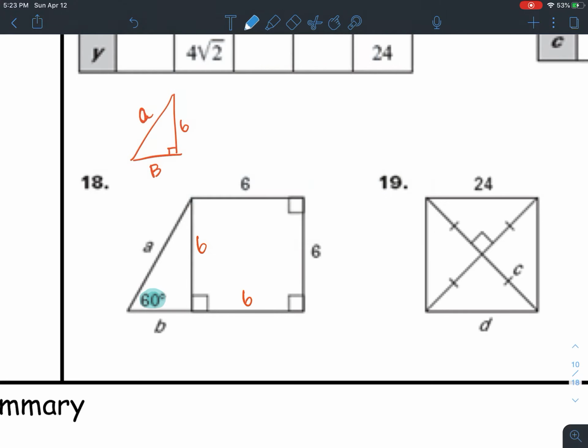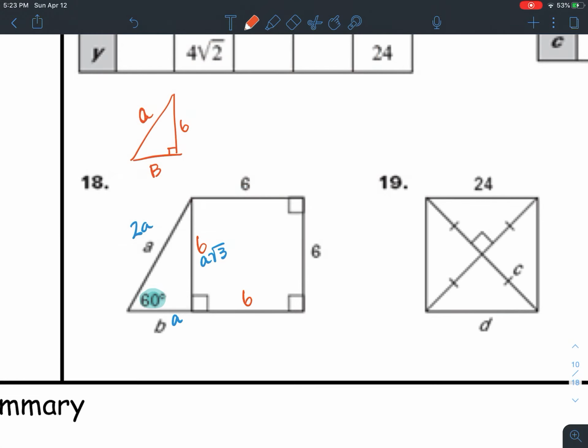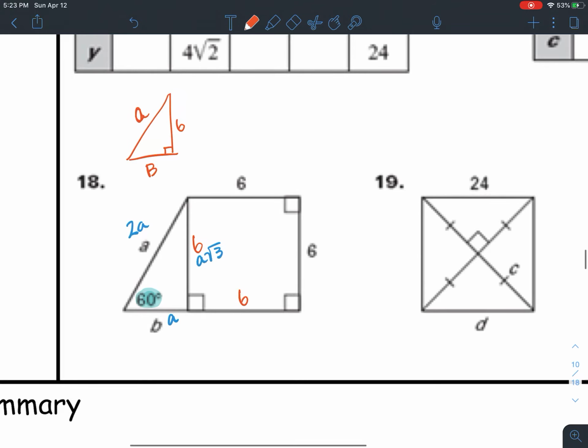So I'm going to change my colors here. My short leg is A, my long leg is A square root 3, and my hypotenuse is 2A. So if we follow that pattern, my long leg is 6. And to get from the long leg down to the short leg, I'm going to divide by root 3. So I'm going to do 6 divided by the square root of 3.